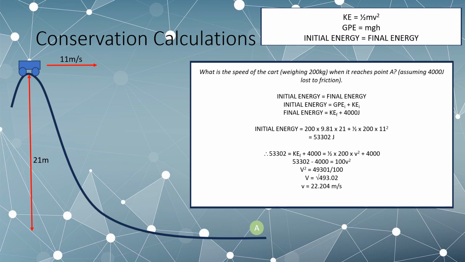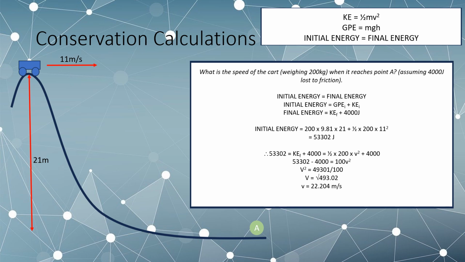Okay, let's go through the steps once again. We know our initial energy equals our final energy. We know our initial energy equals our gravitational potential energy plus our kinetic energy. And our final energy is equal to our kinetic energy at that point A. There's no gravitational potential because it's on a flat, plus that 4,000 joules. Because we know that 4,000 joules has been lost to the system, but you've got to remember, it hasn't actually been lost. It's still there. It's just been transferred or transformed into that heat energy. So our final energy has to include that in our calculation.